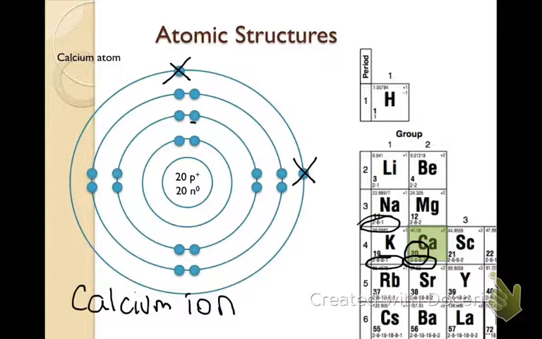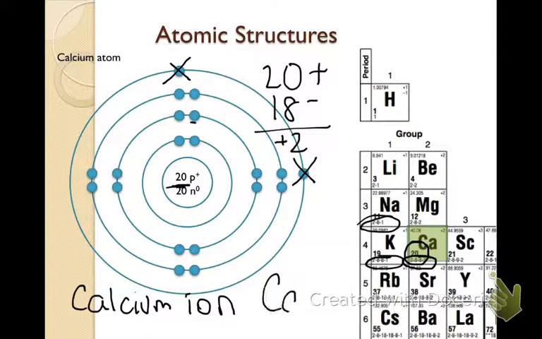And let's think about this. We had 20 protons, but now we only have 18 negative electrons. So overall, since we have 20 positive charges and 18 negative charges, this should be a positive 2 charge. So calcium is a plus 2 charge, and I show that as a superscript in the top right-hand corner.